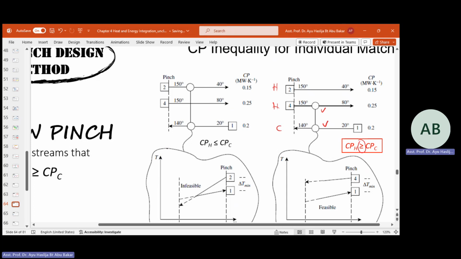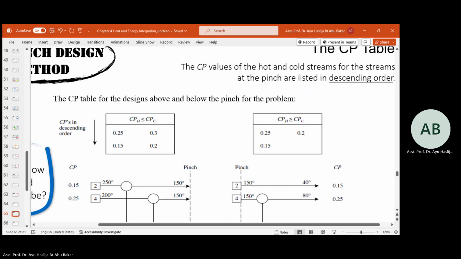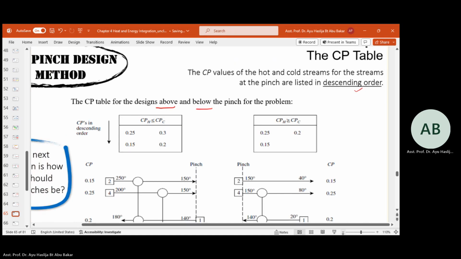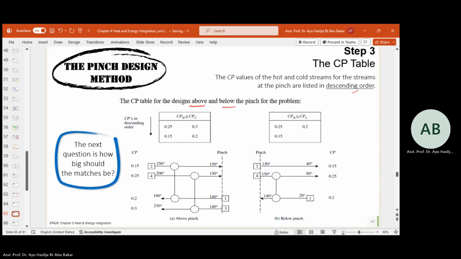Can I up to that? Now, step 3 is the CP table. CP table for design above and below pinch, listed in descending order. Okay, in descending order. Okay, this is above pinch.